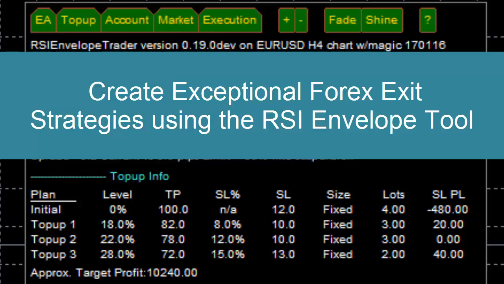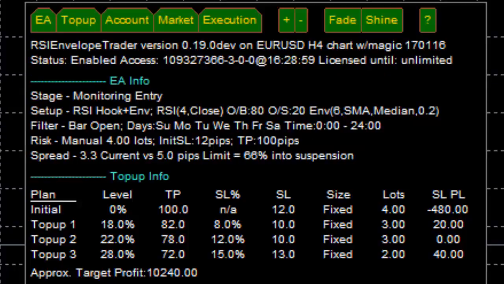I want to make you aware of a strategy facility that is on the RSI Envelope EA, and it is in the information table that you can see on your screen at the moment. In the information table there is a plan which reflects the settings that you may currently have in your EA.